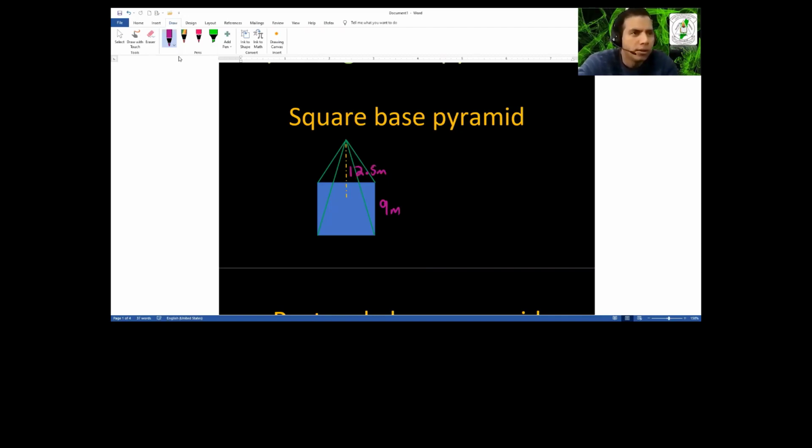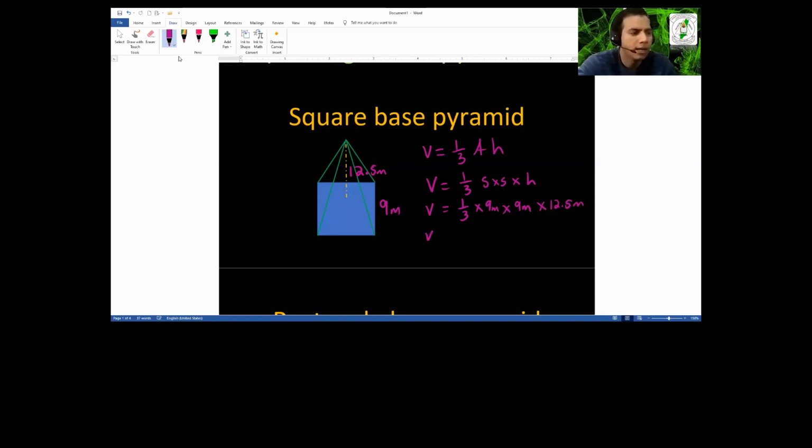Okay, so the formula for the volume will be 1/3 area times height. 1/3 area times height for any pyramid. Now, 1/3 times the area of the square, which is side times side, times the height. So we have 1/3 times the side, which is 9 meters, times the side, which is 9 meters, times the height, which is 12.5 meters.